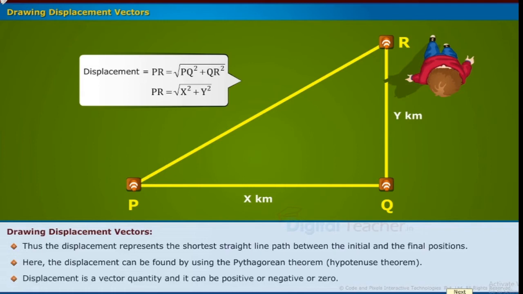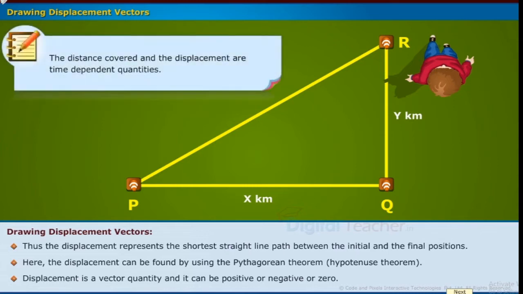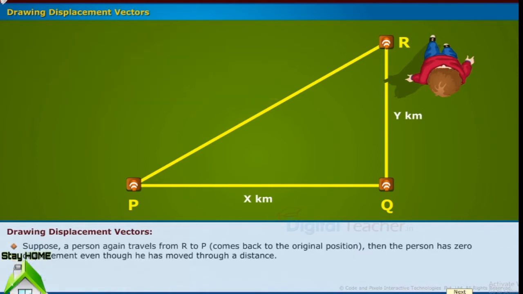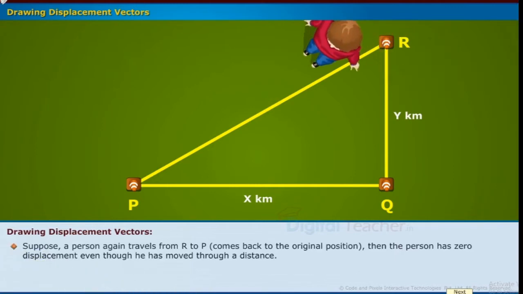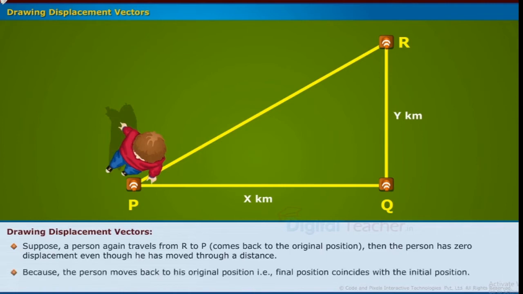Displacement is a vector quantity and it can be positive or negative or zero. Note: the distance covered and the displacement are time-dependent quantities. Suppose a person again travels from R to P and comes back to the original position. Then the person has zero displacement even though he has moved through a distance, because the person moves back to his original position, so his final position coincides with the initial position.